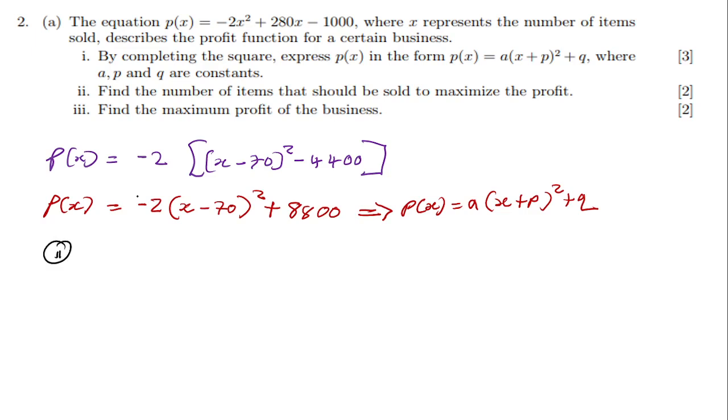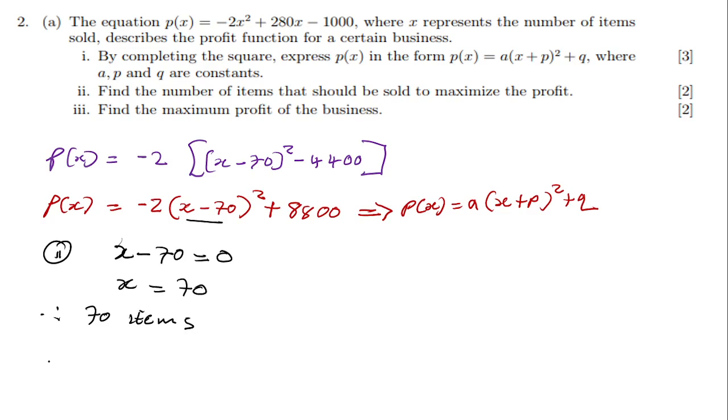You're going to say find the number of items that should be sold. Here you have been told that x is the number of items. So you're just going to get what is inside there. You say x minus 70, then you equate it to 0. So x will simply be equal to 70. Therefore, the maximum number is 70 items.